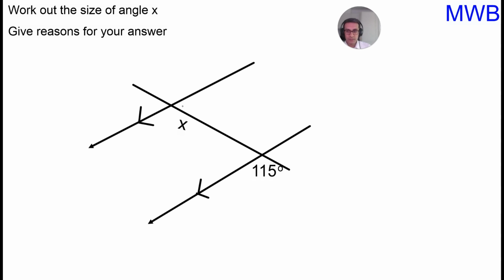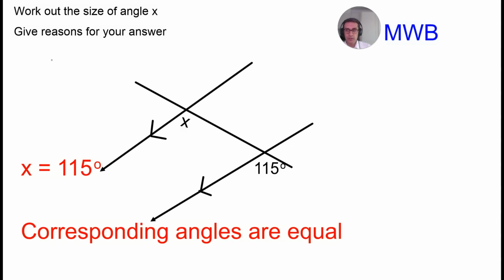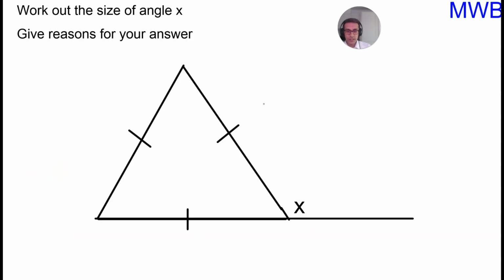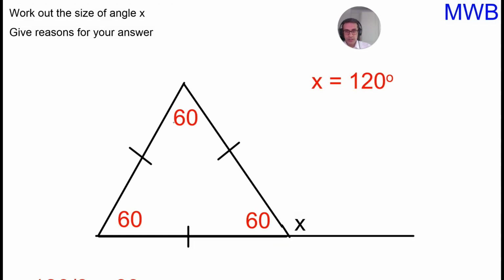Here's your next question. So we can see these are corresponding angles, which are equal. Here's your next question, can you work out x? So you may have spotted here, this is an equilateral triangle, so they all have to be 60-degree angles, and therefore this one here, which is angles on a line, has to add up to 180, so 180 minus 60 is 120.